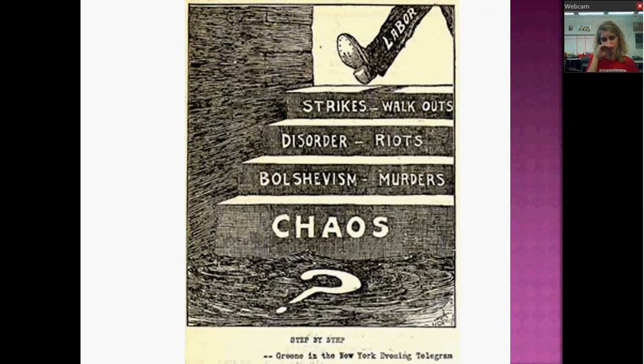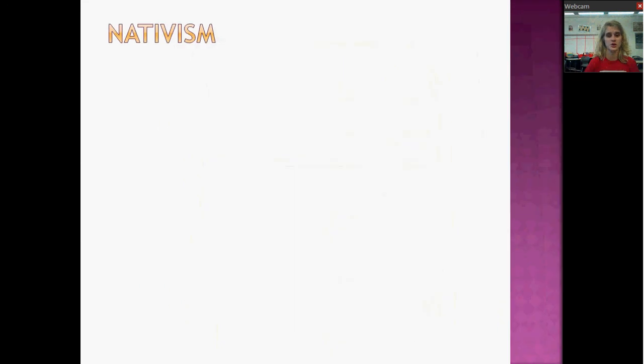The last thing I want you to talk about here are labor unions themselves. Okay, so here's another political cartoon. See the guy at the top? He's a labor union, right? He sees labor written on his pants. So what's the first step if you join a union? Well, the first step is a strike, a walkout, right? That's not a big deal, except that strikes and walkouts lead to the next step, disorder, riots. And that leads to the next step, Bolshevism, communism, murder. That leads to the next step, chaos. And below chaos, who knows, right? So this is intending to kind of fuel that fire of fear of labor unions here.